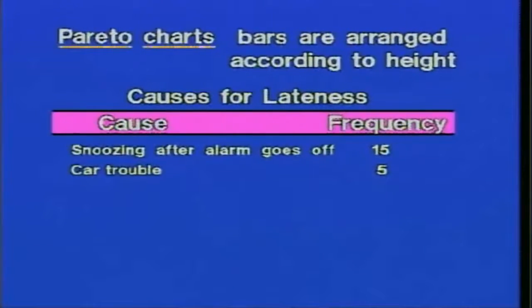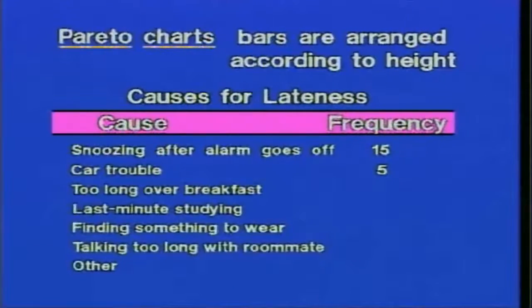And there are a number of other causes, and let's say that these are those other causes, and these are the frequencies associated with them. Now notice taking too long over breakfast occurred 13 times. Last minute studying occurred 20 times. Finding something to wear, dressing, delayed us 8 times. Talking too long with roommates 9 times. And other items occurred 3 times.